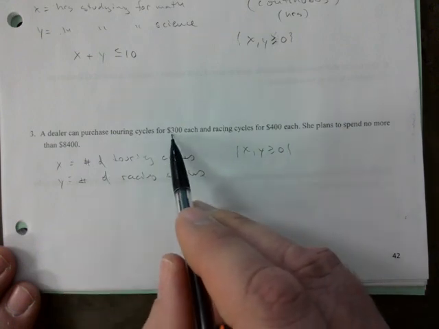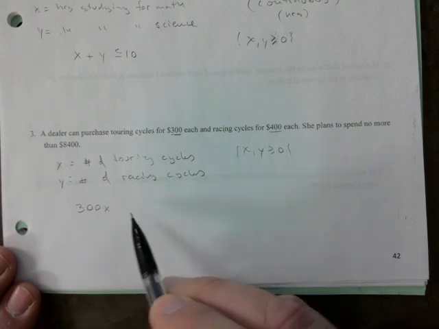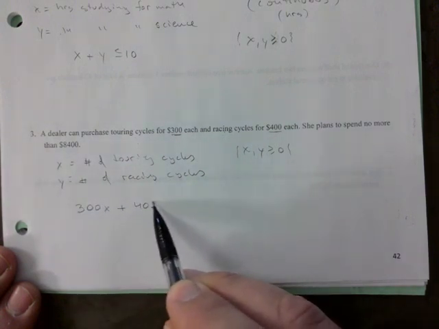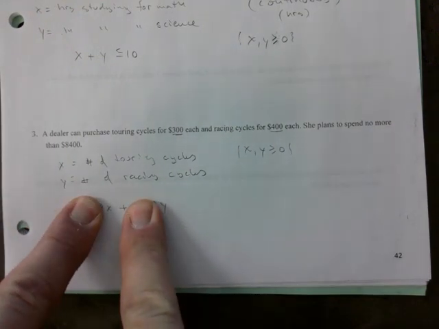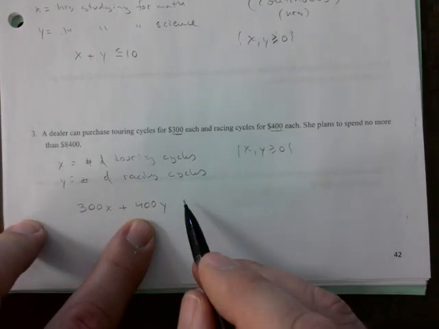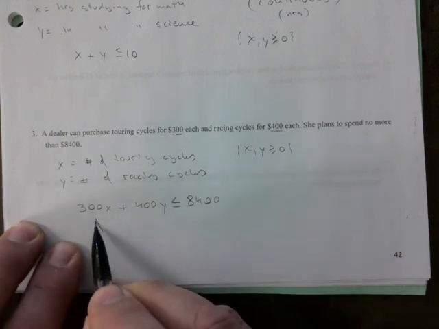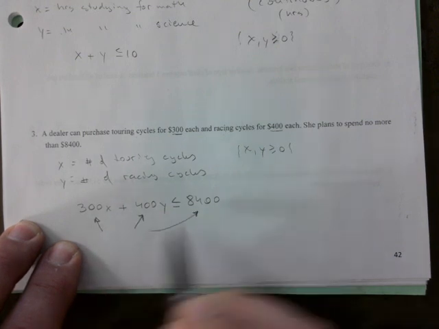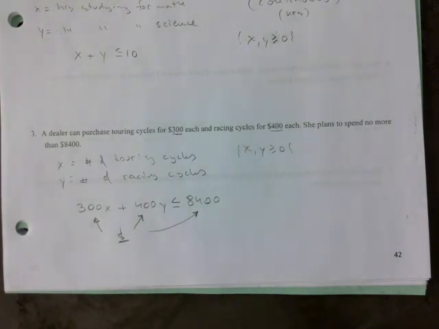So here, you actually have a coefficient in front of X and Y. If it's $300 for every touring cycle and $400 for every racing cycle, right? This is going to give you the cost. If you remove the 300 and the 400, it's actually saying the number of cycles, right, has to be less than whatever. But now you're talking cost, and that has to be less than or equal to $8,400, right? These are all dollar amounts, right? If you think about it. So that kind of gives it away there.